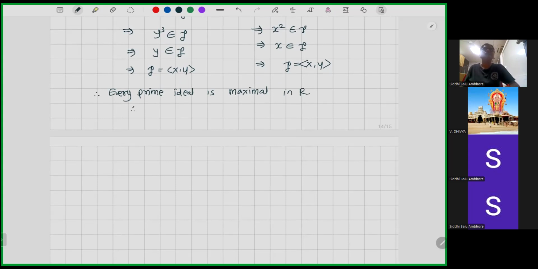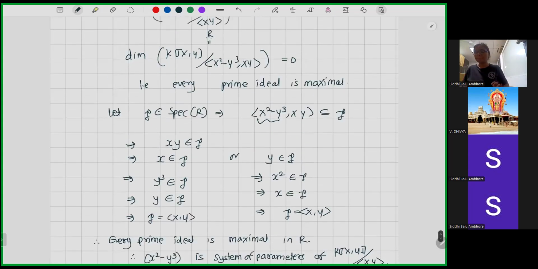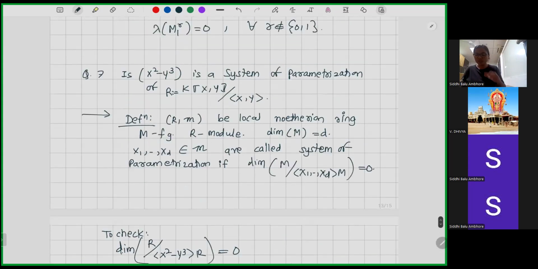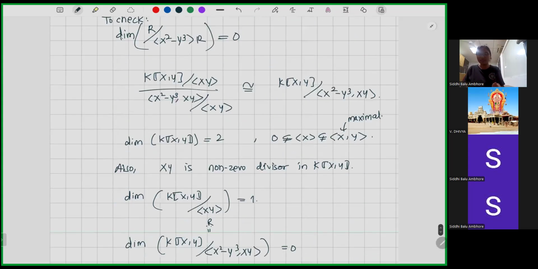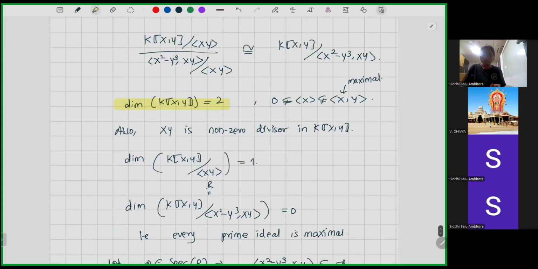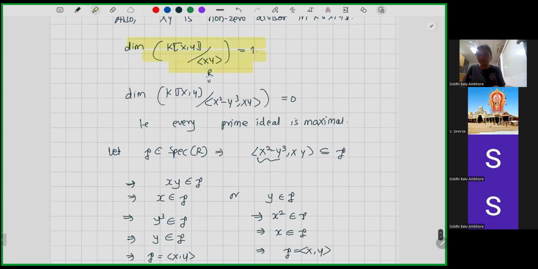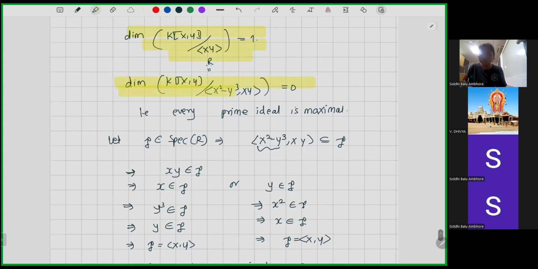Therefore x square minus y cube is a system of parameters of this power series ring quotiented by xy. Any doubts here? Like how we are doing this? We are only using this fact. We didn't even need to know what the dimension of this or of this is. We don't even care about that. We just wanted to check whether the dimension of this is zero or not.